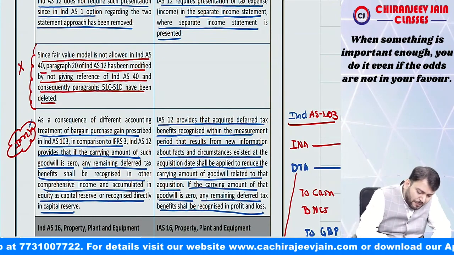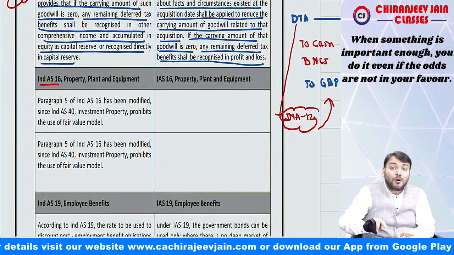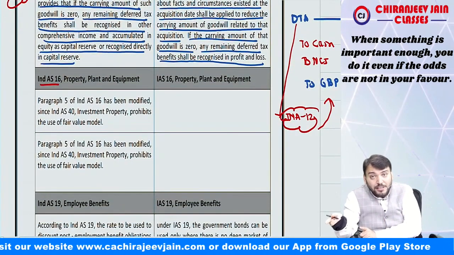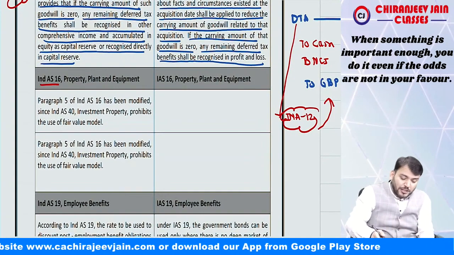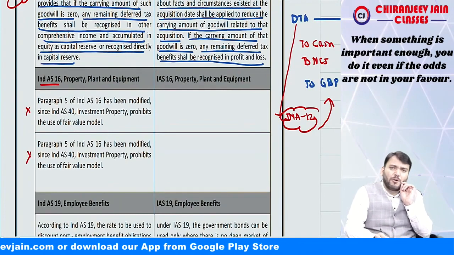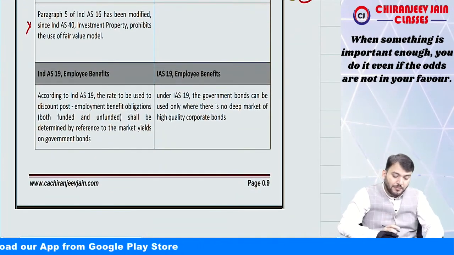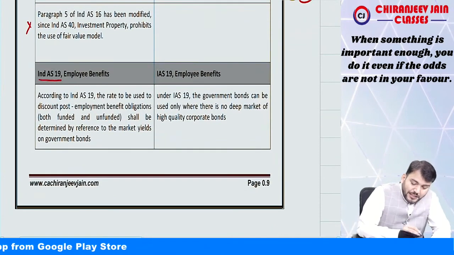This is not relevant from the examination point of view. Similarly, under Ind AS 16 also, due to the option given under IAS 40 and removal of the option under Ind AS 40, some paras have been amended or deleted. So this is not important from the examination point of view. Correct? Yes, sir. Correct. Then coming to Ind AS 19 employee benefit.